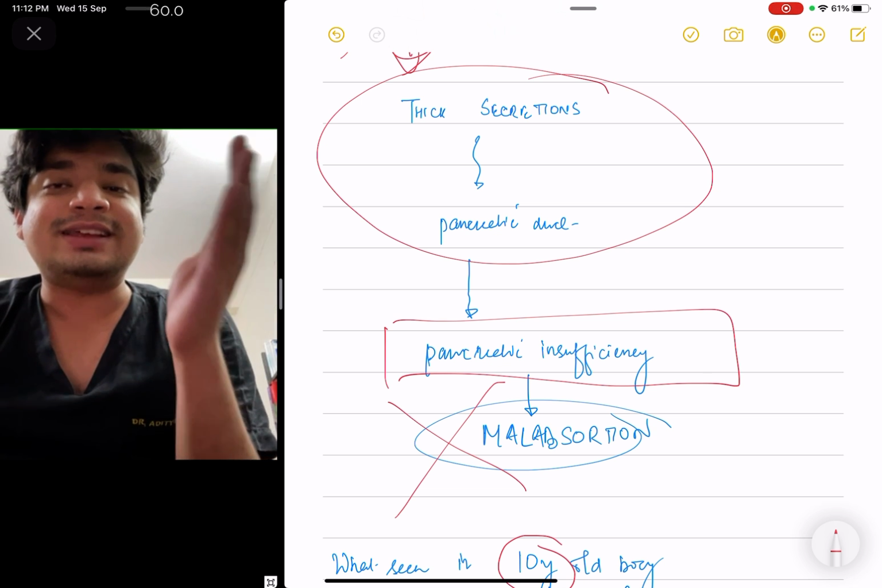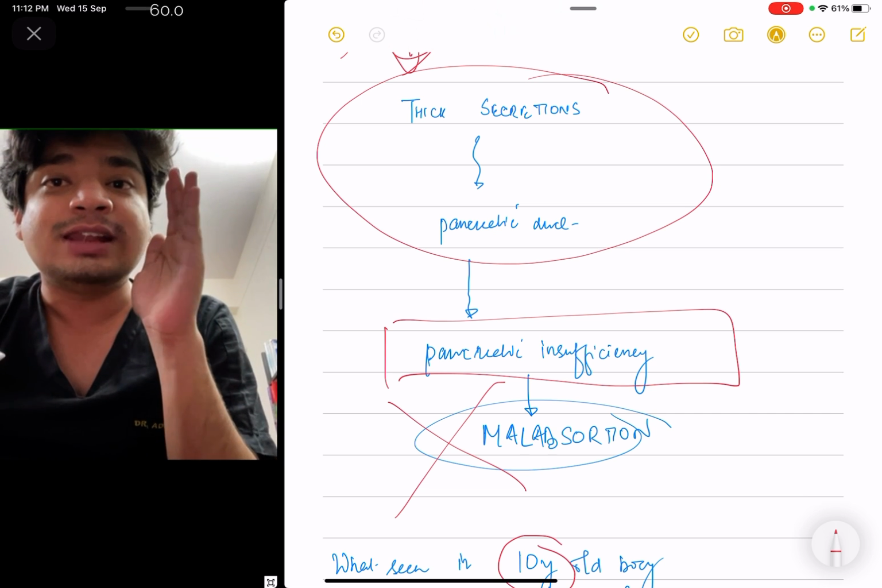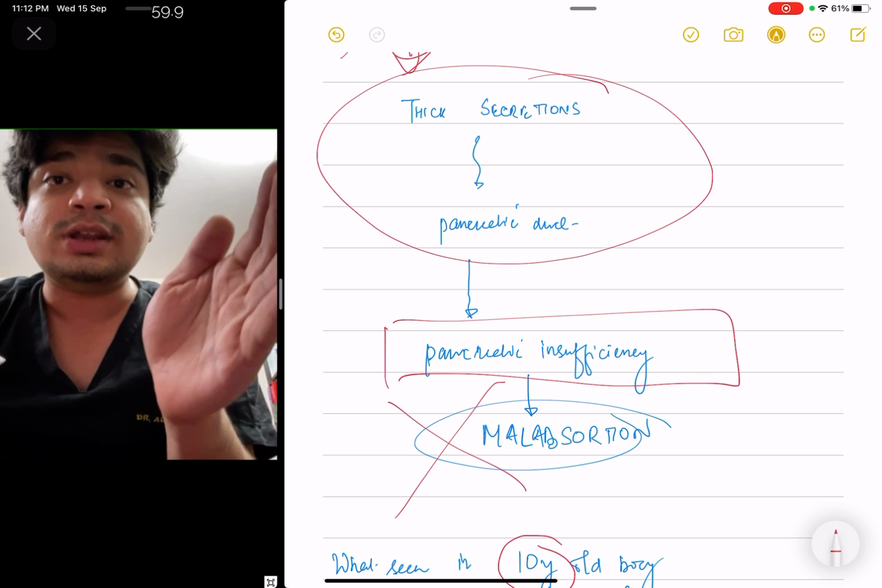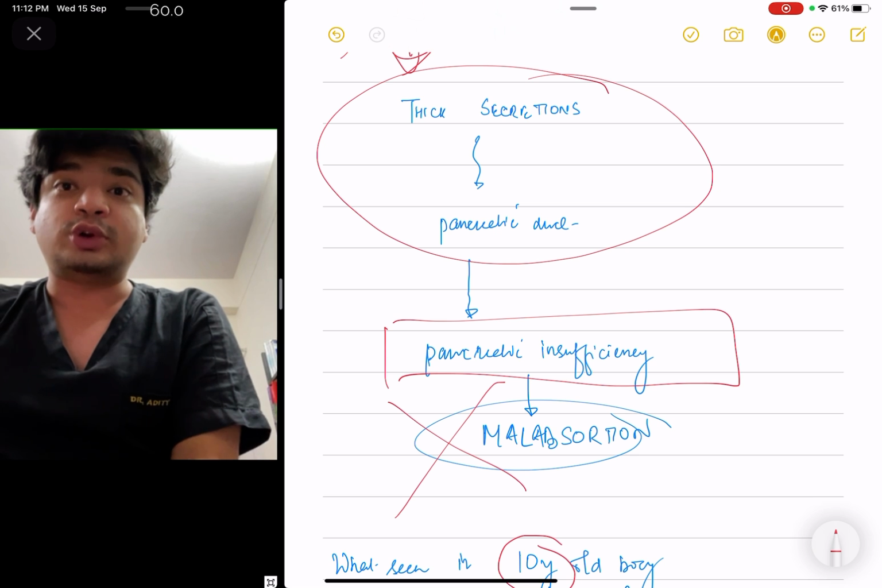The word enteropathy suggests there is a problem with the intestine. No, there is no problem with the intestine. The intestine can still absorb, and that's why pancreatic enzymes are given in patients with cystic fibrosis, in order to help them absorb this protein.